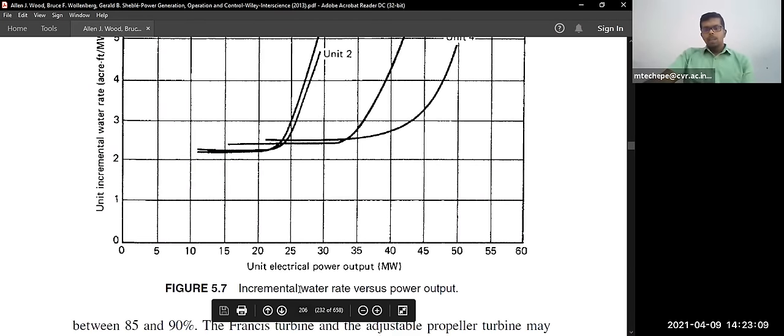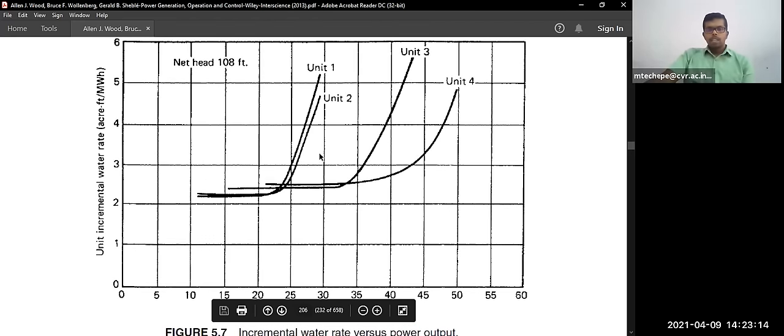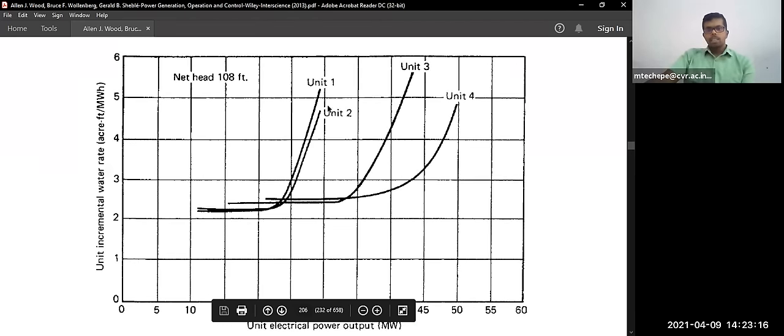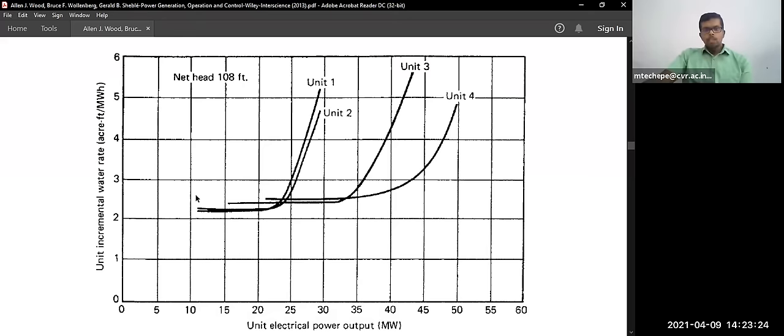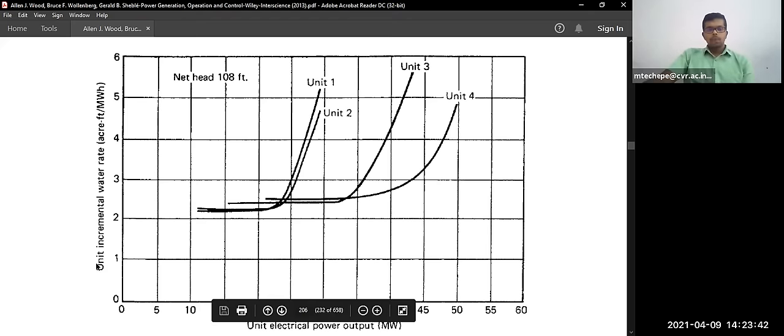This is the incremental water rate characteristics versus the output power. If you see the many units, as I said, unit number one is 100 megawatt, this is 200 megawatt, this is 500 megawatt, this is again 200 megawatt. So there are four generating units. Here what we are taking is the incremental water rate, that is Q, the discharge Q. The unit of Q here is acre feet per megawatt hour. This is the unit for the incremental water rate characteristics.